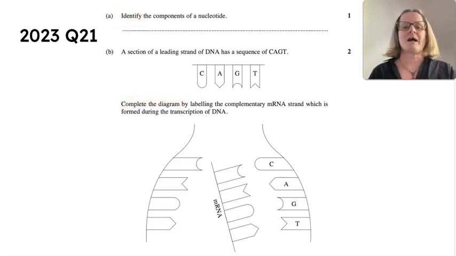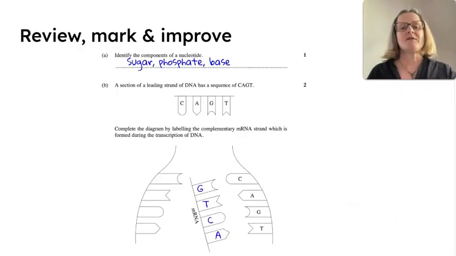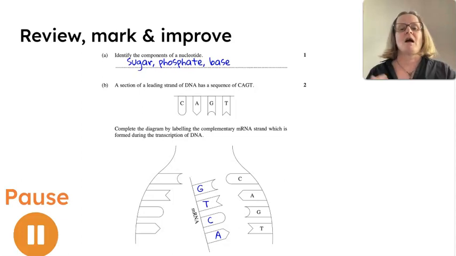So let's have a quick look at the marking criteria for this question. Pause this if you want to read it in more detail. And what we're going to do is have a look at this student's response. So I want you to read what they've written, have a look at the marking criteria and see what mark you think they would get, and suggest an improvement which would improve their mark by maybe 1 or 2 marks. So pause, have a look, and we'll come back in a moment.